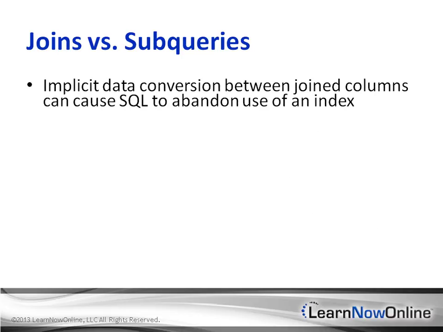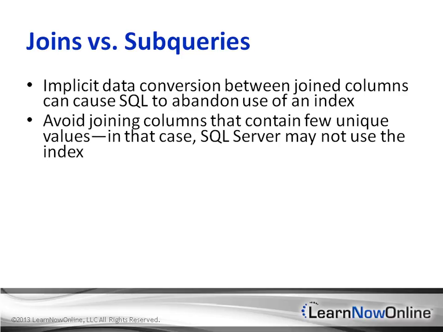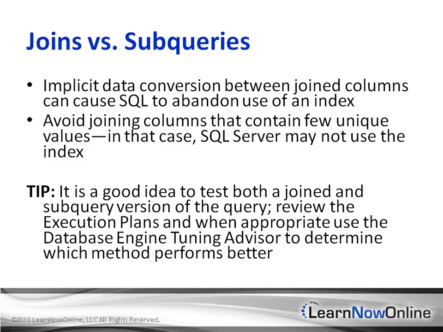Implicit data conversion between columns that are joined can cause SQL to abandon the use of an index, so be aware of that. You might want to explicitly cast them. Try to avoid joining columns that contain few unique values. The SQL Server may not use the index. And here's a tip. It's always a good idea to test both the joined and subquery version of a query. That way you can take a look at the execution plans, and when appropriate, take a look at the tuning advisor to determine which method performs better.